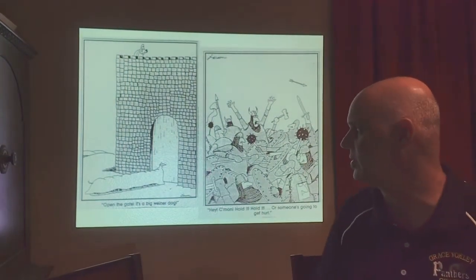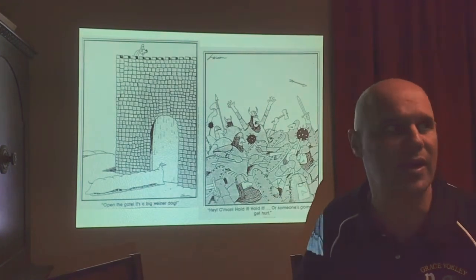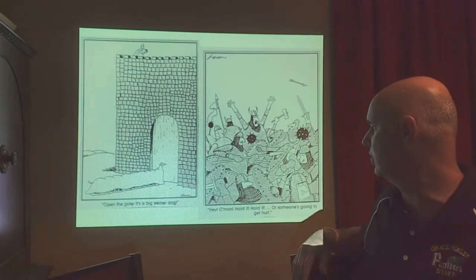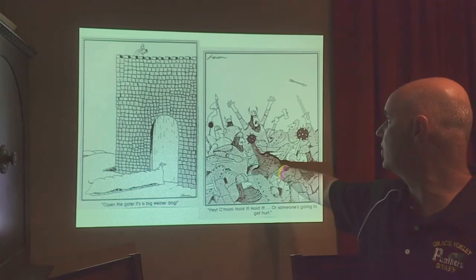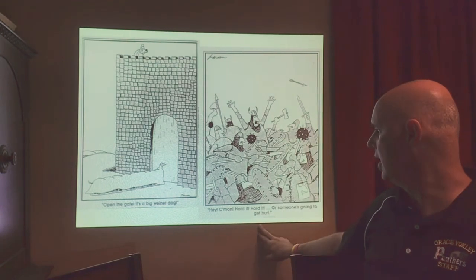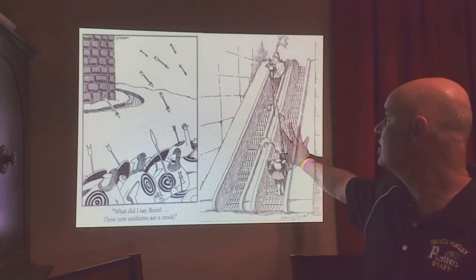How do you attack a castle? Open the gate, it's a big wiener dog. So we know we have kind of like a Trojan horse. Attacking a castle is going to be very, very difficult to go through. But we have like these here with our maces. We have here with our spears. We have arrows coming through. Hey, come on, hold it, hold it, hold it, or someone's going to get hurt. Modern day jousting.